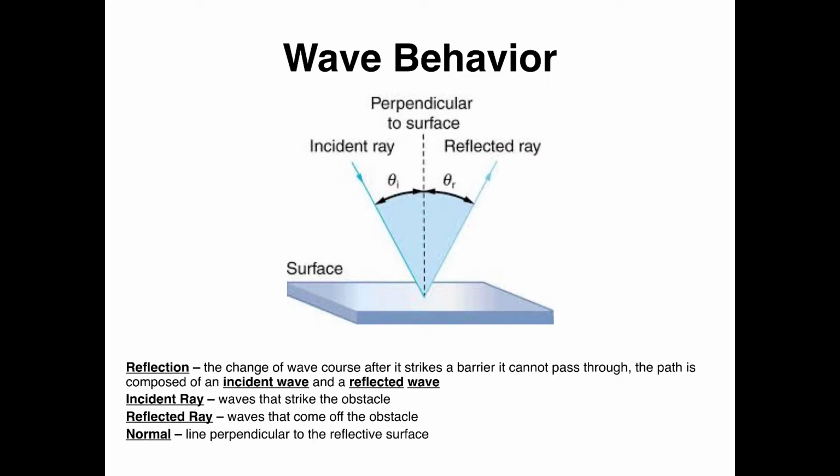The normal is the dashed line in the middle. The dashed line in the middle is perpendicular to the surface, and the normal is used as the reference point to measure both the incident angle and the reflected angle. And so the law of reflection states that the angle of incidence, that is theta I, is equal to the angle of the reflected ray, which is theta R.